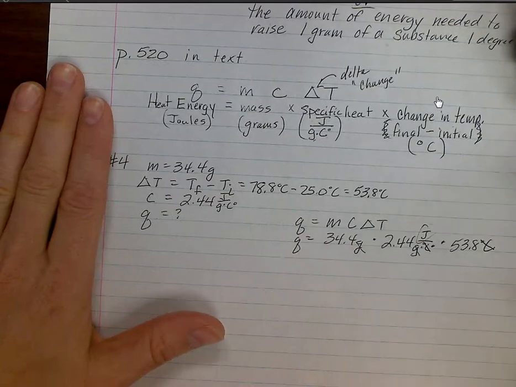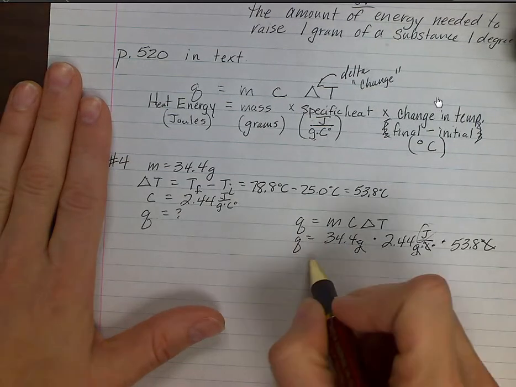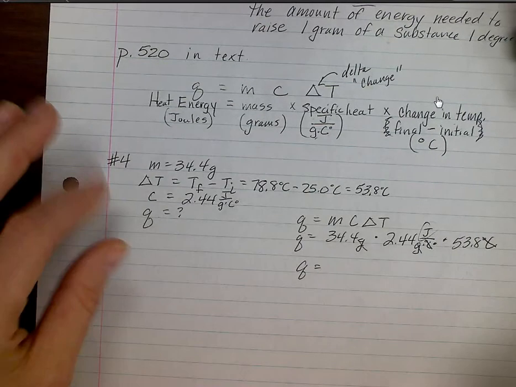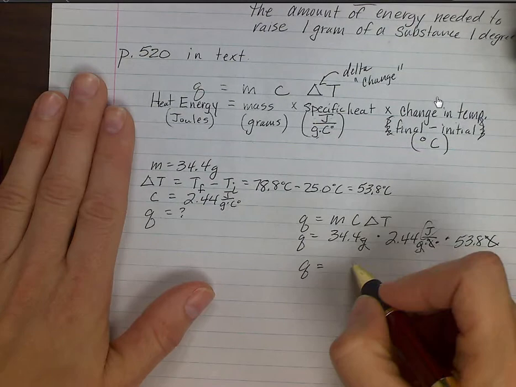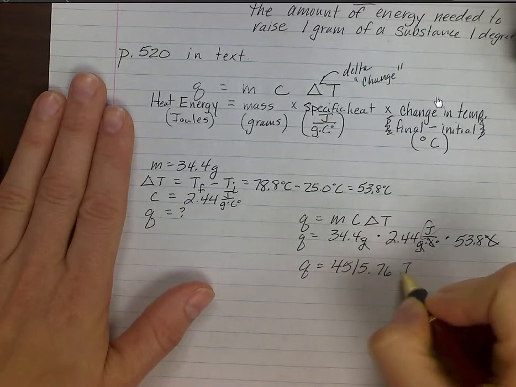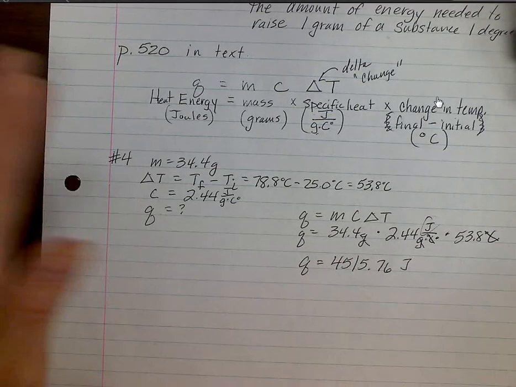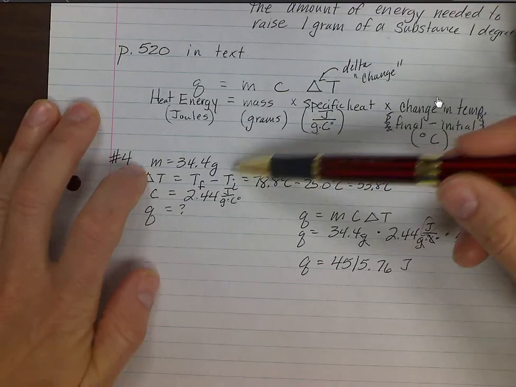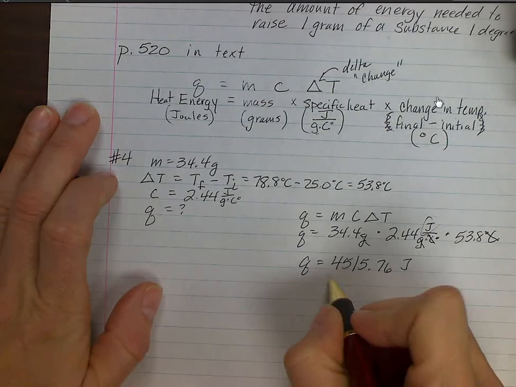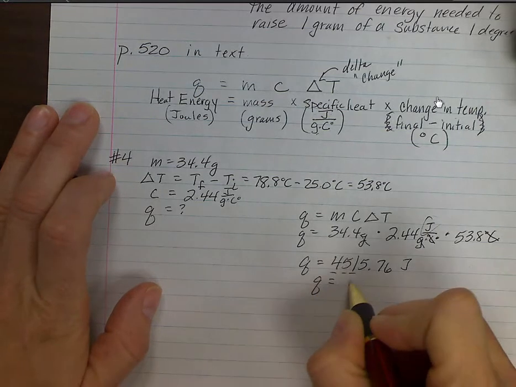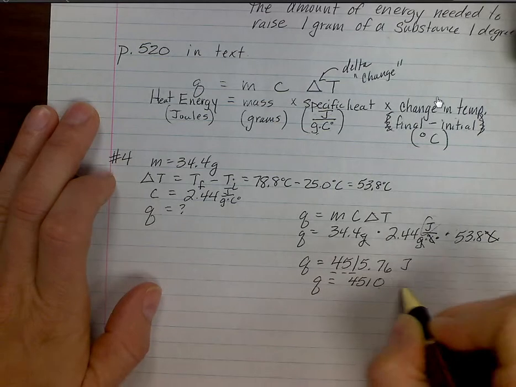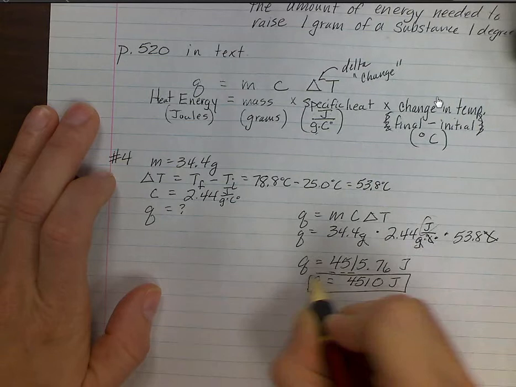So Q equals, when you multiply all these numbers together, you get 4,515.76 joules, which now we need to round to the correct sig figs. Up here we have 3 sig figs, here 3 sig figs, and here 3, so we need to round this to 3. So Q is 4,520 joules. The zero is just a placeholder, so it's not significant. So there is our answer. Okay, now let's do number 5.